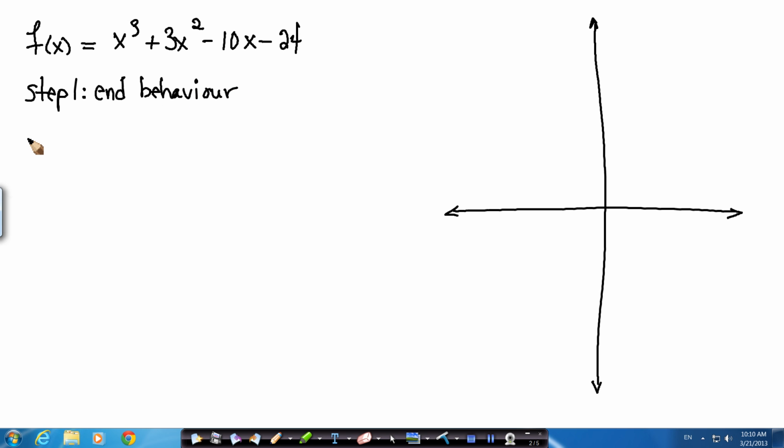All right. So since we know that the lead coefficient is greater than 0, and the degree of our function is 3, which is odd, we know that our end behavior looks something like this. It's going to go down as x approaches negative infinity, and it's going to go up as x approaches positive infinity. All right, step 2.